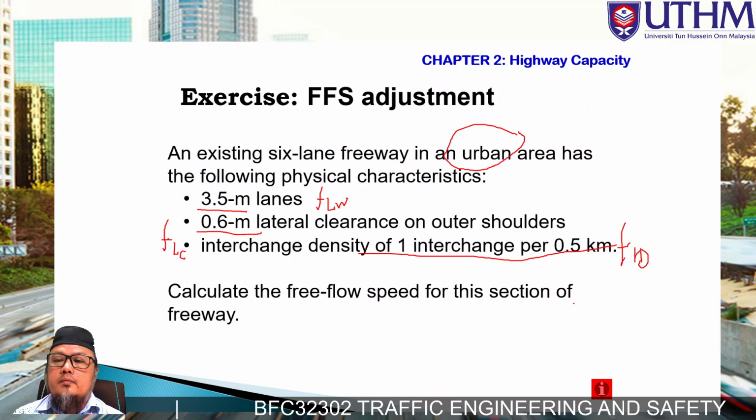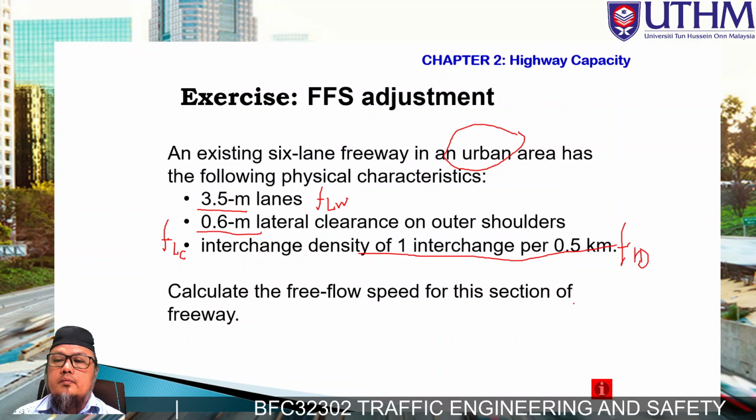Okay, now we have to choose which is urban. Urban is 110. So for FFL, if you refer to the table, lane width 3.5, consider 1.0. Okay, next, lateral clearance, which is 0.6. So you still can refer to this table to get lateral clearance.